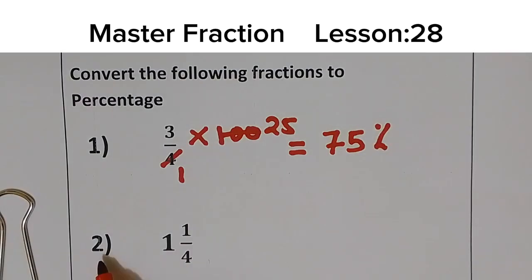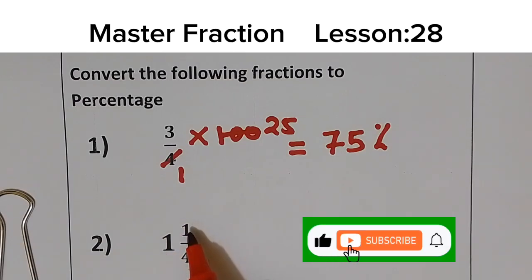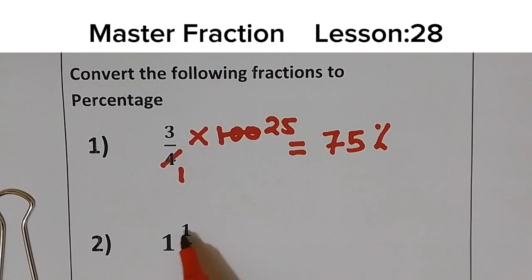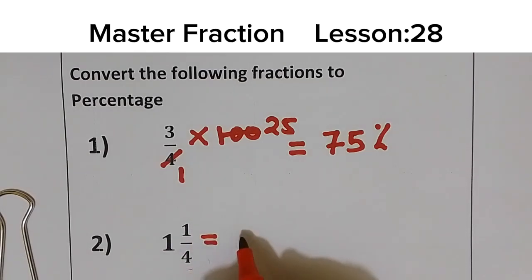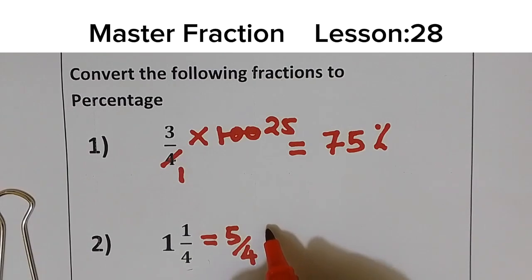Let's go to question number 2. We need to change 1 1/4 into percentage. This is a mixed number, so first let's change into improper fraction. That is going to be 4 times 1 is 4 plus 1. This will be equal to 5/4. Into percentage, we are going to multiply by 100.